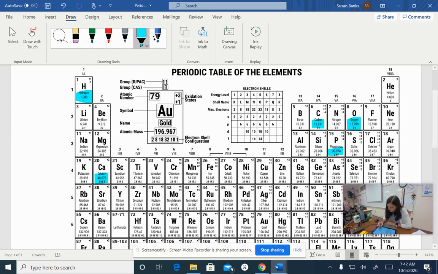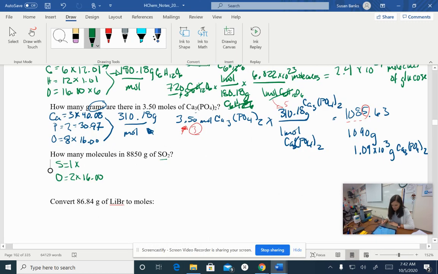Let's look at sulfur. Okay, sulfur, here we go. 32.066. So if we round to the 100th, that will give us 32.07. Okay, so we're going to use 32.07. So when we add this up, 32.07 plus 2 times 16, which is 32, will give us 64.07 grams per mole. Okay, we're going to use that conversion.